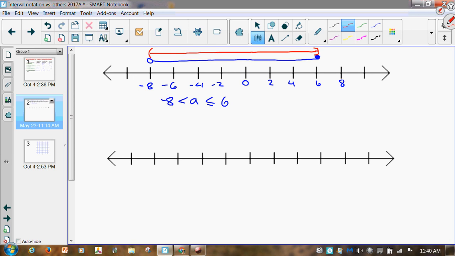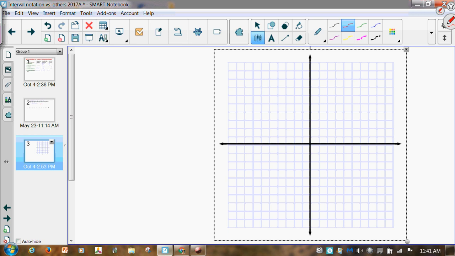Here's your inequality notation here. And here's your number line. And here's your interval notation. Okay, those are the three types. Now let's look at that on a graph and see how we would deal with the same kind of thing. Okay, so here's a graph.